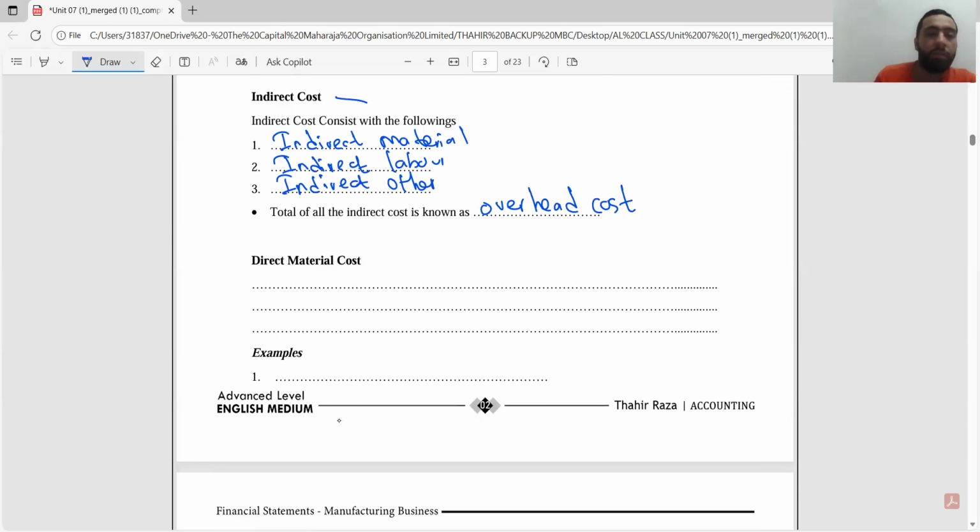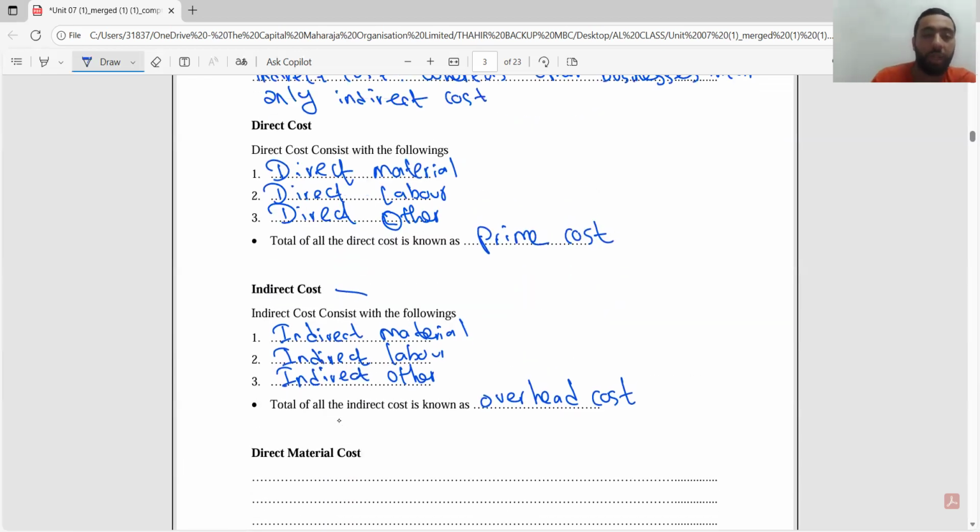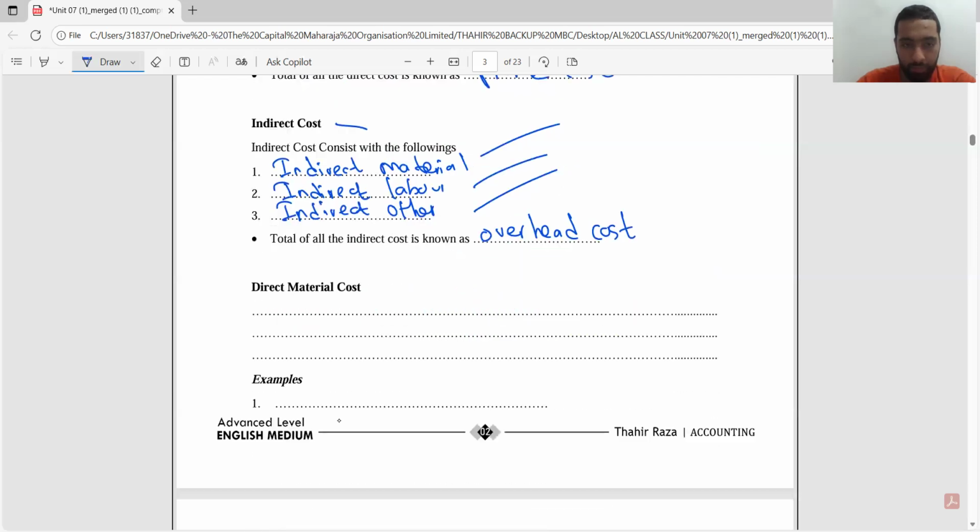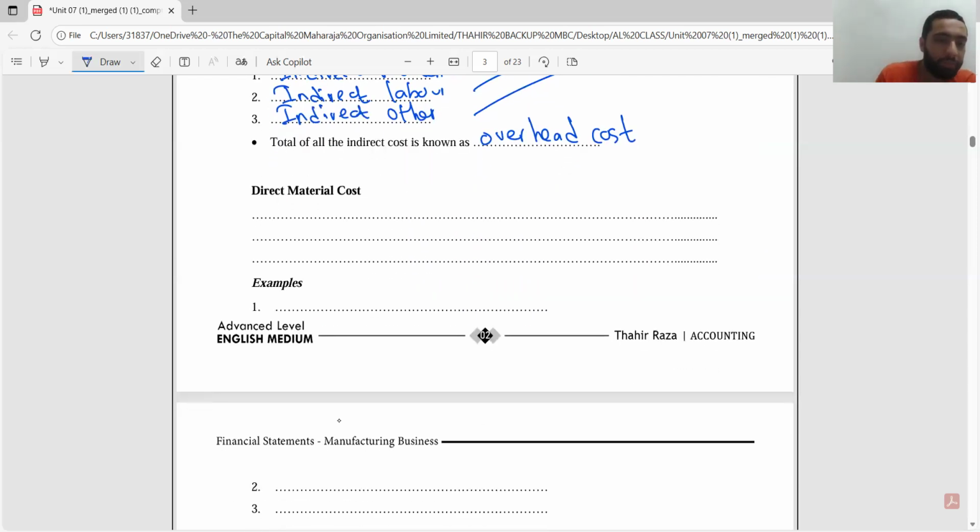Right? Okay. So now we have to describe each and every cost. Okay. So what is direct material? What is direct labor? What is direct other? Indirect material, indirect labor, indirect other. Okay. So we will go one by one. Let's write it down.